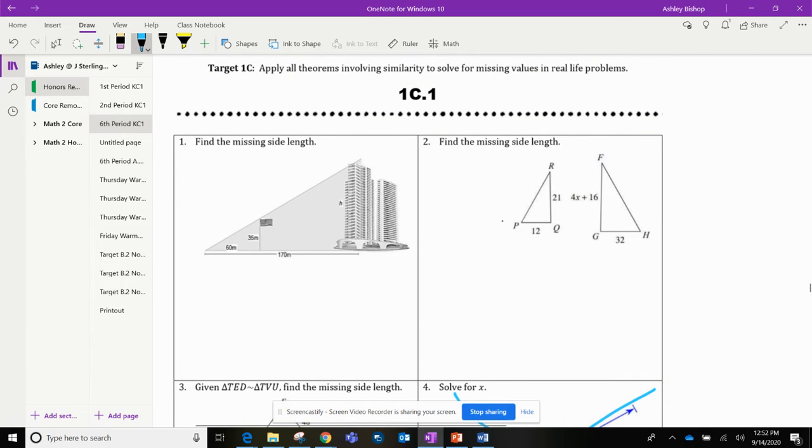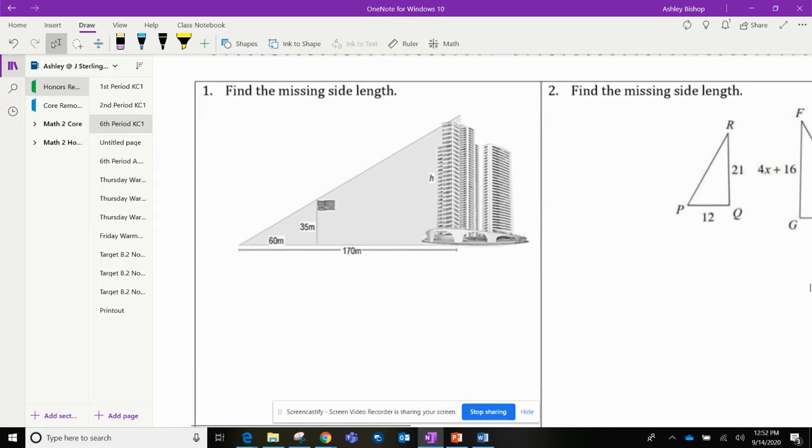Alrighty, we are on page 21 doing target C. And I like target C because it's very similar to target B. And so we're going to dive right in. We're going to use everything that we've learned so far in order to find a missing piece of the information. For this problem specifically, it says find the missing side length. So we are going to do problem 1 and find the missing side length.